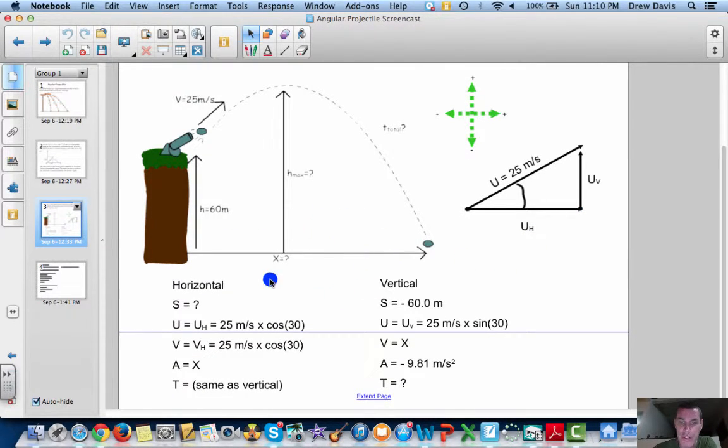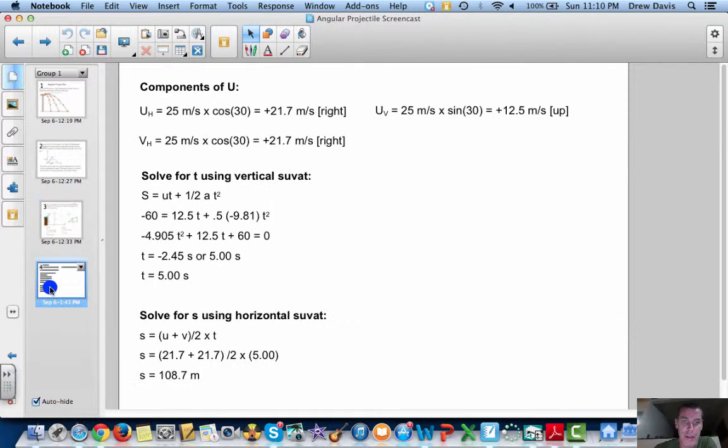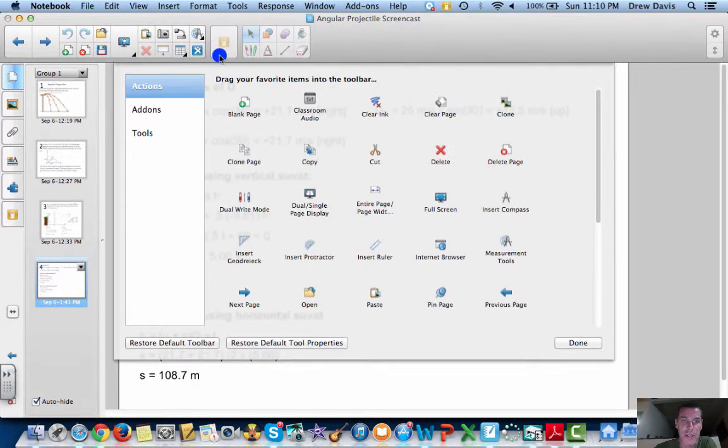Now if I look to solve it, the first thing I need to do is get numbers for the horizontal initial velocity and the vertical initial velocity. So I flip it over, and you can do this. We've done this 1,000 times.